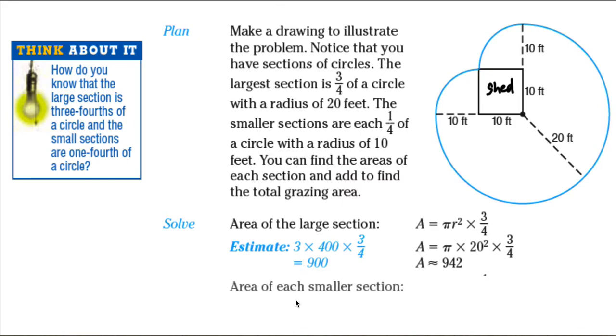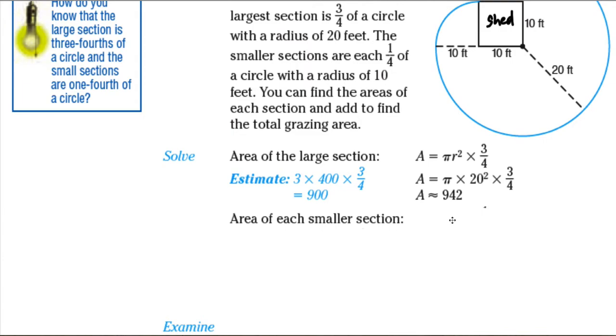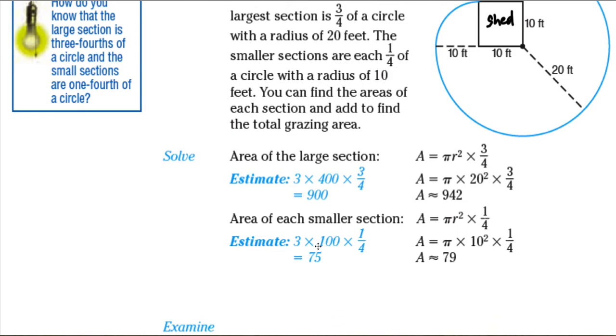To find the area of the smaller section, again we follow the formula A equals pi r squared, but instead of multiplying by 3/4, we simply multiply by 1/4. Substitute the values. The radius has changed. Instead of 20 feet, the radius of this particular fourth of a circle would be 10 feet. So pi times 10 squared times 1/4 gives you an area of around 79 square feet. And if you estimate 3 times 100 times 1/4, our area should be close to 75 square feet, which is very close to our exact answer.